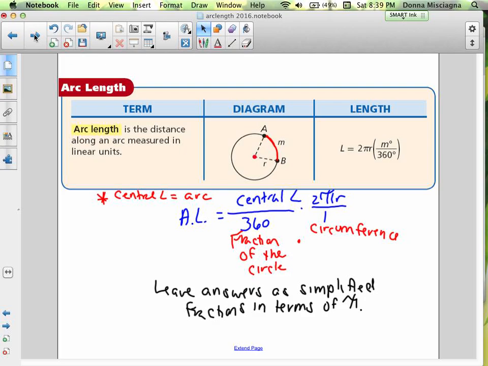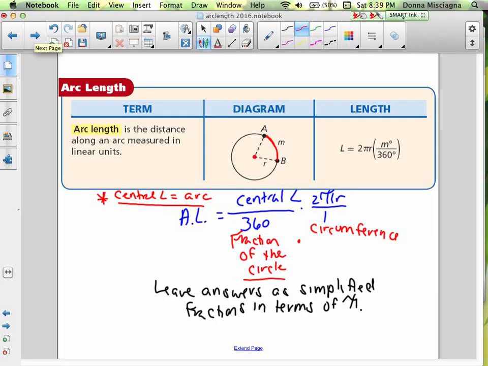We can find that, and this is the part I want you to write in your notes right here. First of all, add in that central angle equals its arc, because sometimes you're given the arc and sometimes you're given the central angle, and it doesn't matter because they're the same. AL just stands for arc length. So arc length is equal to the central angle over 360. This is the fraction of the circle. 360 degrees is the whole circle. The central angle over 360 gives you the fraction of the circle. We'll take that value and multiply by circumference, which is 2 pi r.